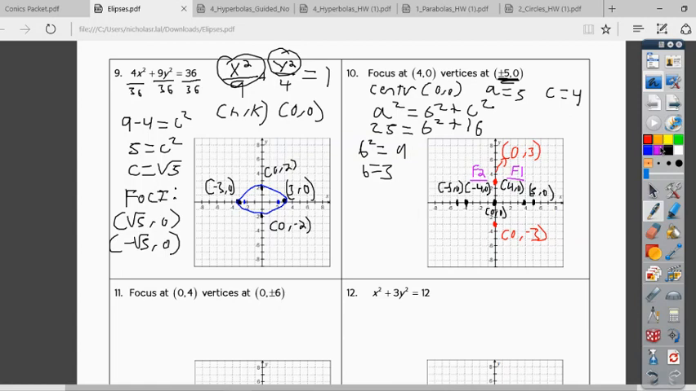And drawing the ellipse, we'll go through the vertices. And these are the foci. As far as the equation is concerned, it would be x squared over 25 plus y squared over 9 is equal to 1. That's the equation. Okay.